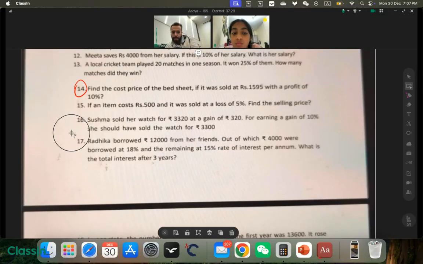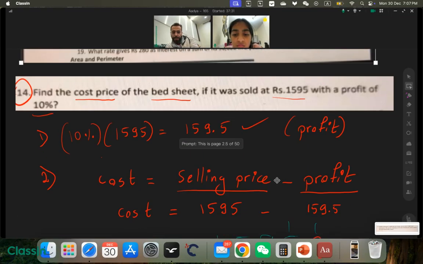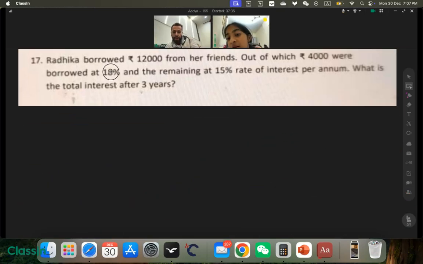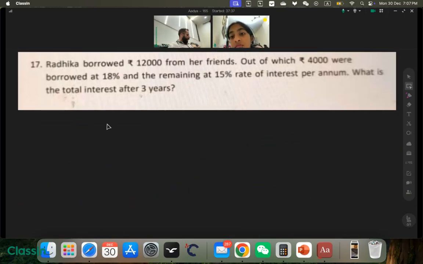Okay, let's look at this one. This one is a bit lengthy, I believe. But it's easy. I don't understand rate of interest. It's okay. It's just another fancy way of saying percentages.